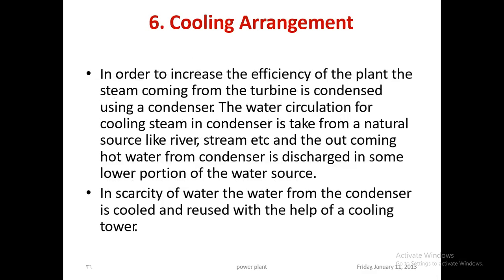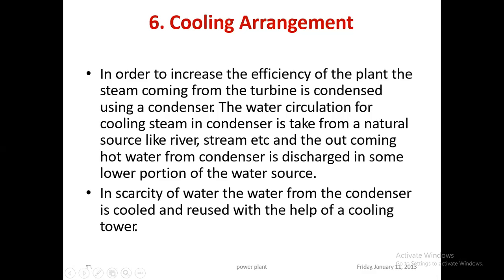After the fifth section, we come towards the cooling arrangement. In order to increase the efficiency of the power plant, the steam coming from the turbine is condensed using a condenser. For the steam to be condensed in the condenser, the water circulated for cooling is taken from a natural source like a river, stream, etc. And the outgoing hot water from the condenser is discharged to a lower portion of the water source.